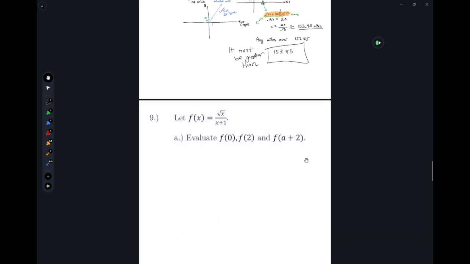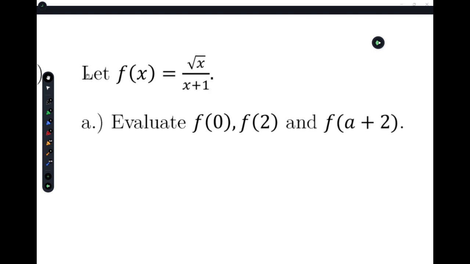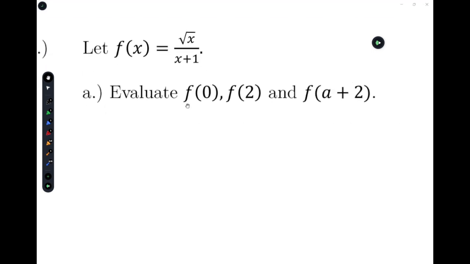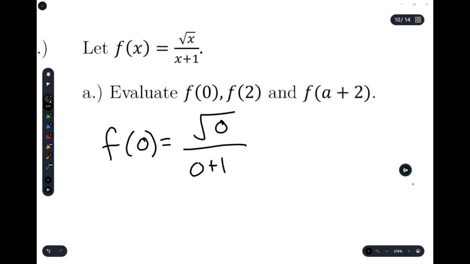Where are you plugging it in? How many X's do you see? I see 3. Oh, just for fun: F of 0 equals root 0 over 0 plus 1. You cool with that? Watch this. It's pretty fun.